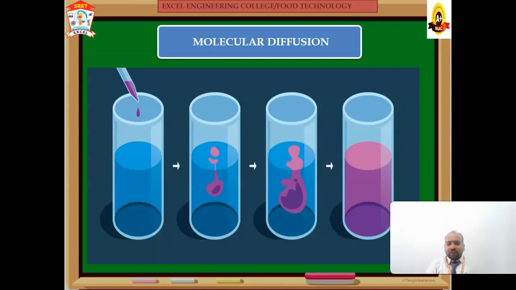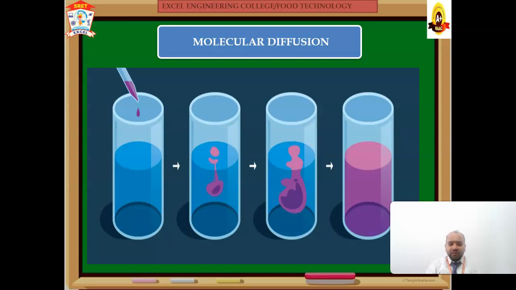So for example of molecular diffusion, take one drop of color solution and add it to a solvent in a beaker. What will happen is the color solution will diffuse into the lower concentrated solvent. The high concentrated color solution will be dispersed in the lower concentration solvent.